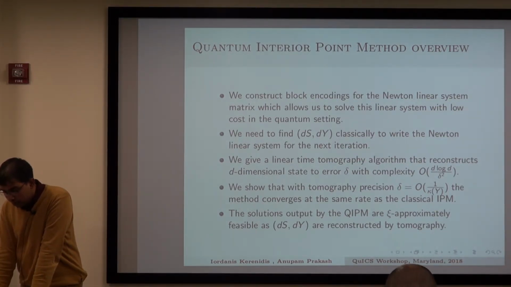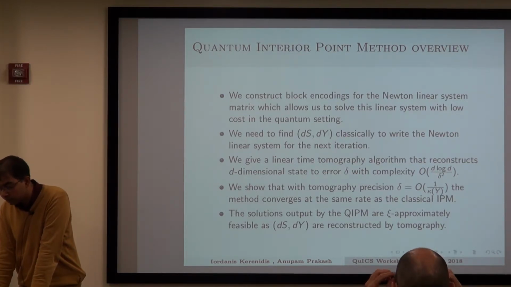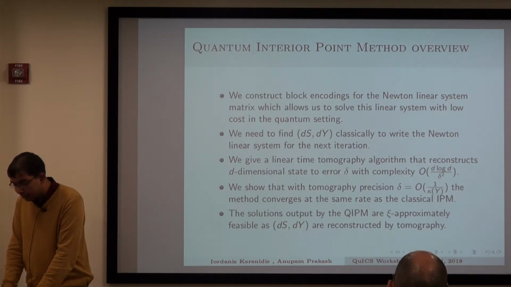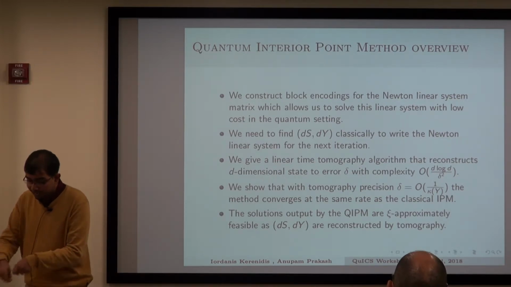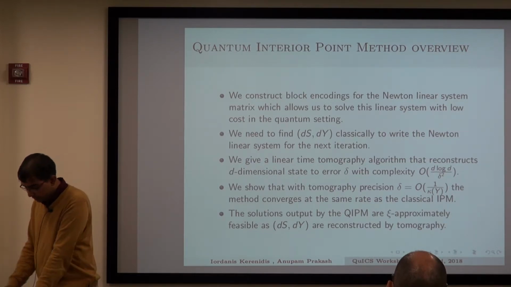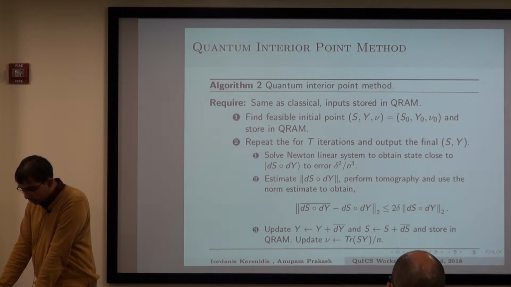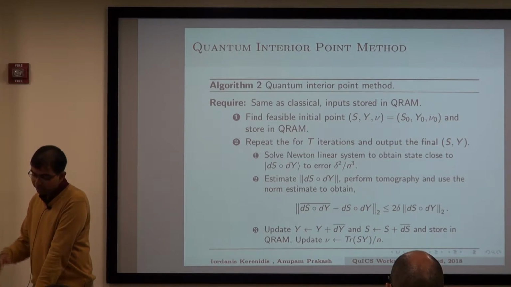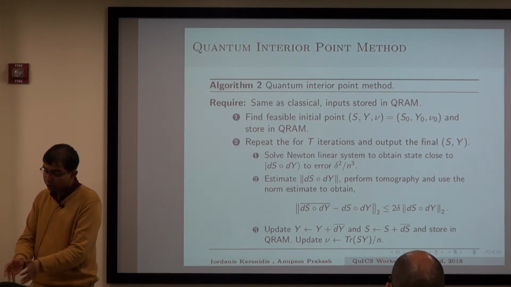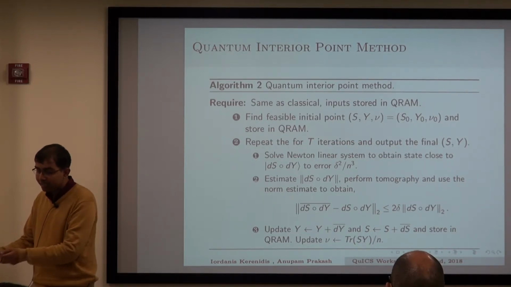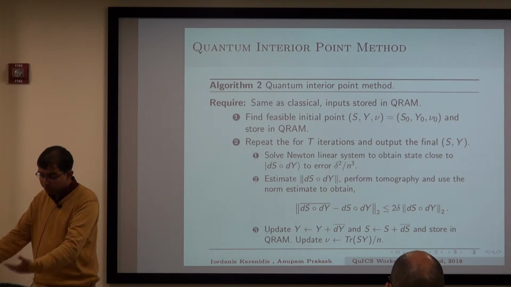So the main technical things that we need for the quantum interior point method are how to construct the Newton linear system matrix, how to do the tomography in nearly linear time, and the points about the analysis which tell us what the precision of the tomography should be. So let's look schematically at the quantum interior point method, just as we did with the classical one. It starts with a feasible initial point, which we store in the QRAM, let's say. Then we repeat for t iterations. This t is the same as in the classical case, square root of n log 1 over epsilon, and output the final s, y in the end.